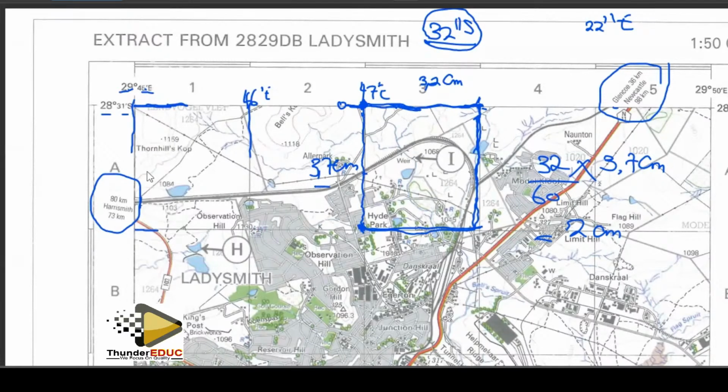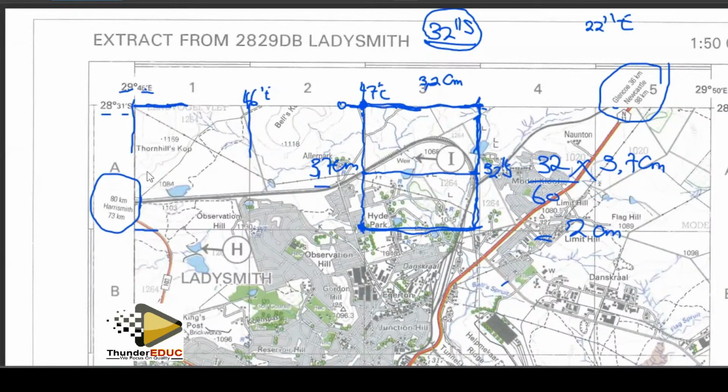So you now measure again on the other side, or if you can draw a parallel line, just draw straight, cut across on the line of 2 centimeters. That is where 32 seconds to the south is for latitude. You do the same for longitude. You want to identify the position of 22 seconds to the east. Where is it? The distance is 3.2.